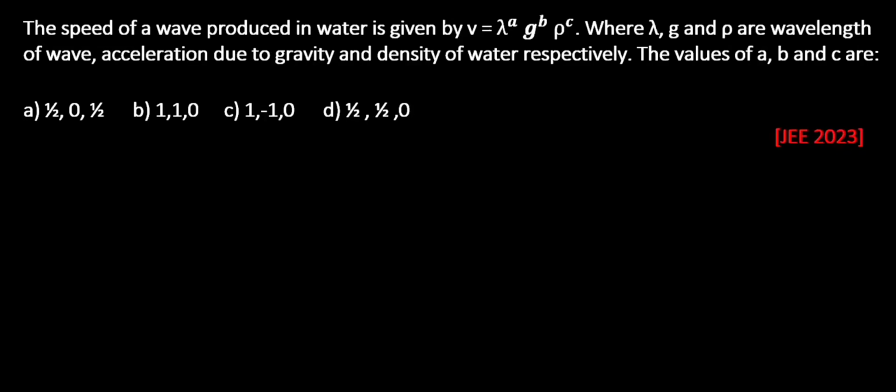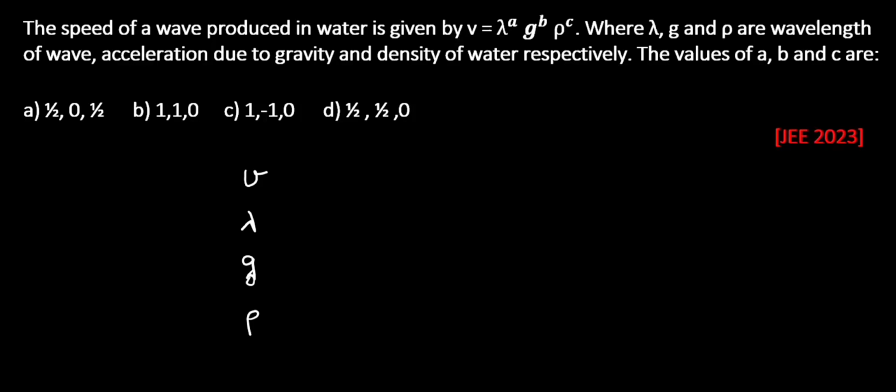This question was asked in JEE 2023 and it can be solved by using dimensional analysis. Here they have given V, which is the speed of a wave, lambda, which is the wavelength of the wave, G, which is acceleration due to gravity, and rho, which is the density of water. As I said before, this can be solved by using dimensional analysis. So we should know the dimensions of speed, wavelength, acceleration due to gravity, and density.